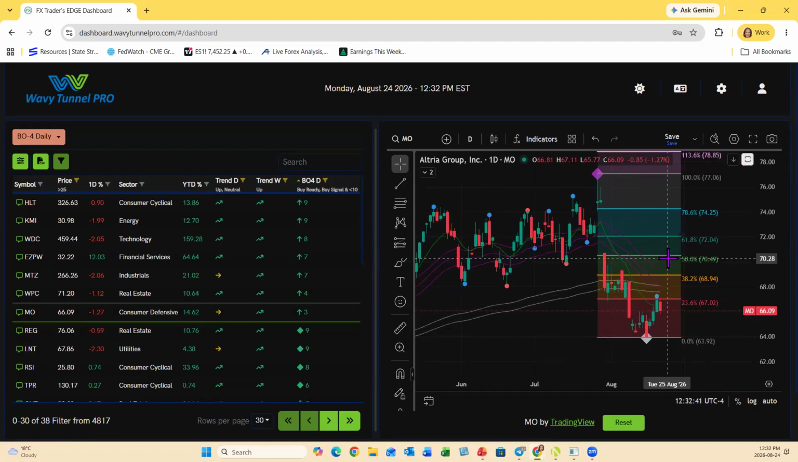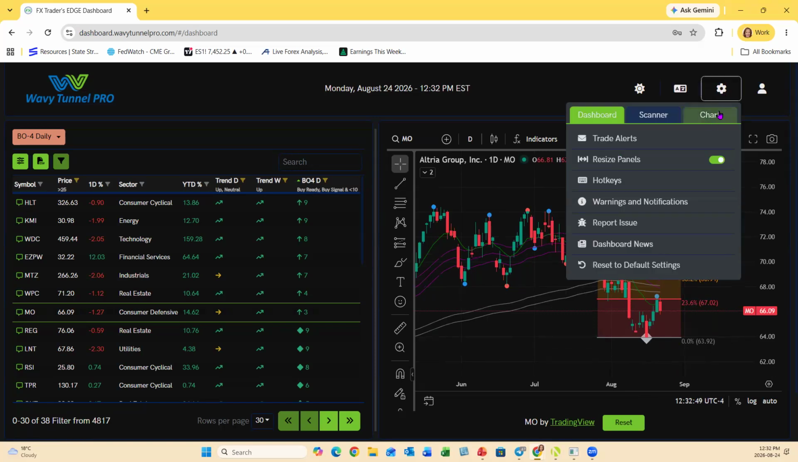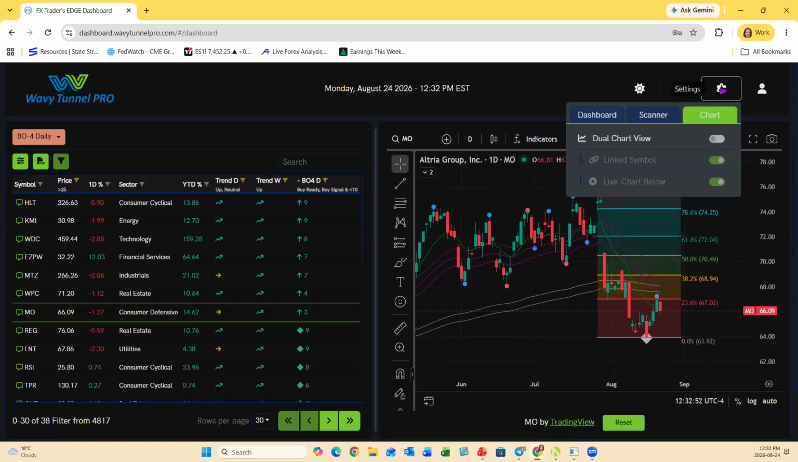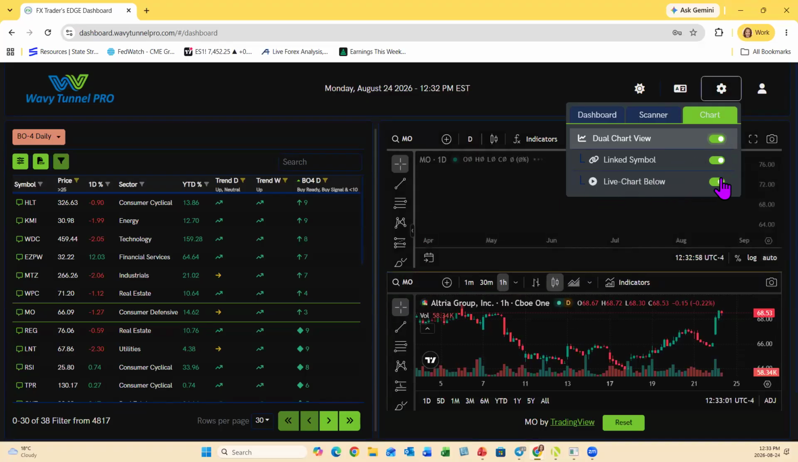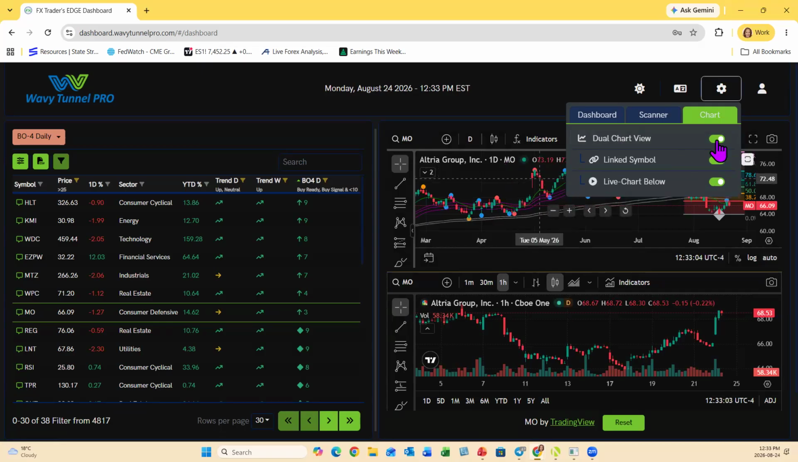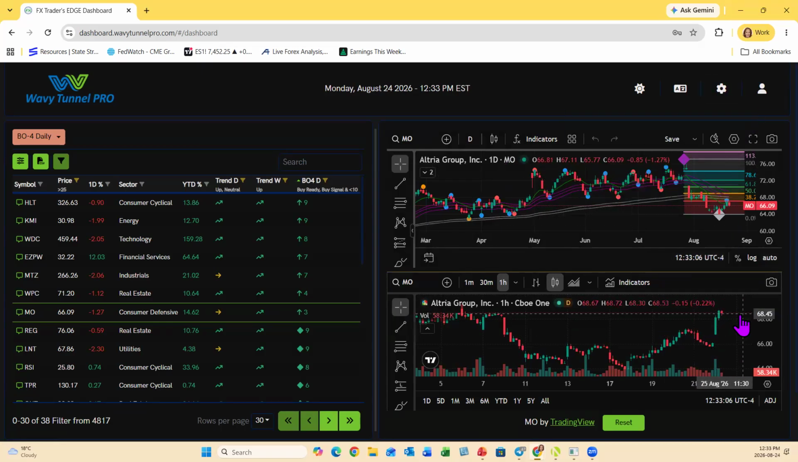The other thing that you can do if you want to, and this is what I always do, if you want to see the live market data underneath, you would click on here and go to charts. You're clicking on settings at the top right of the chart, and you click dual chart view, linked symbol live chart below. So the live chart below is going to be the hourly, and we're up $2.50 from Friday's close. So you can see that we're trading at 68.53 and we closed at 66.09.